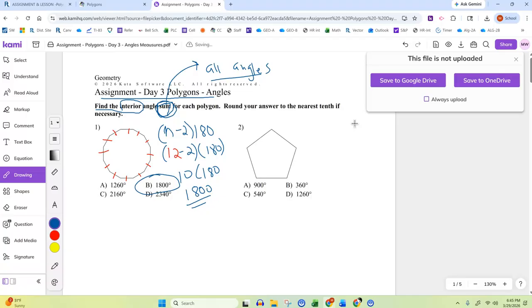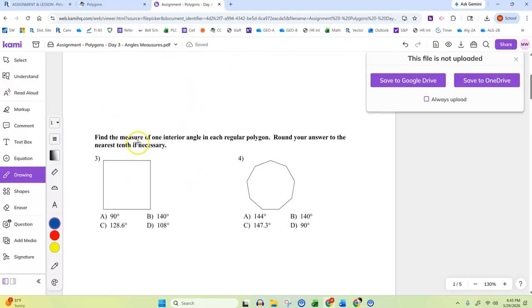Okay, so why don't you pause the video and you try this one right here. Actually, I think we already did it, didn't we? If you remember earlier in the video. But if you want to try it, go ahead. Again, it would be 5 minus 2. Okay, the 5 is 1, 2, 3, 4, 5, times 180. And that would be 540. Okay, so that's how we do questions 1 and 2.